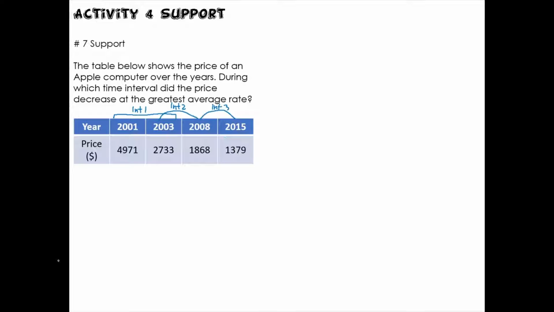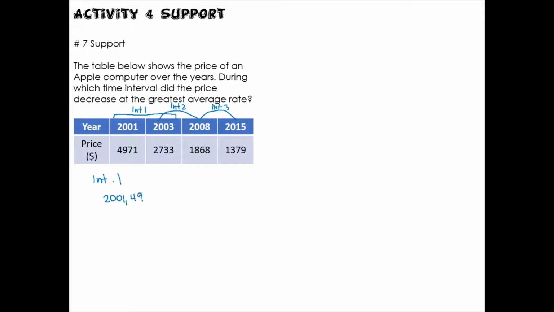And so, let's see here. We're going to do the same things as what we did before, so for interval 1, let me write down those numbers here. We have 2001. I can write that down. It cost, for an Apple computer, $4,971, which is quite a bit.